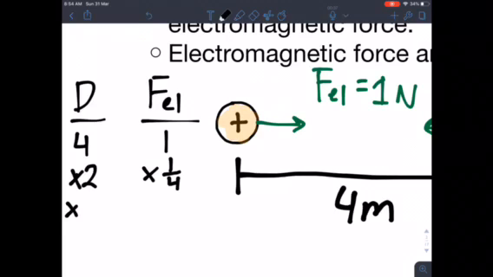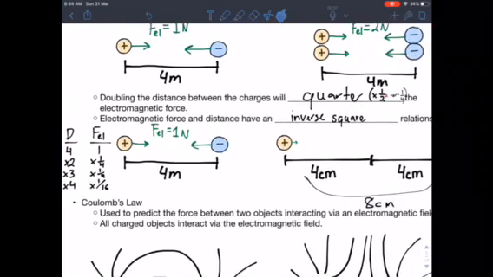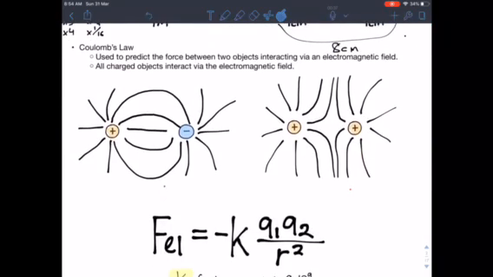What would happen if we tripled the distance? Well, we would do the inverse, so it would be 1 over 3, and then we would square it. 1 over 3 squared is 1/9 the force. What if we quadrupled the distance? Well, we would get 1/16 the force, and so on and so forth. All of this is summed up in something called Coulomb's law.